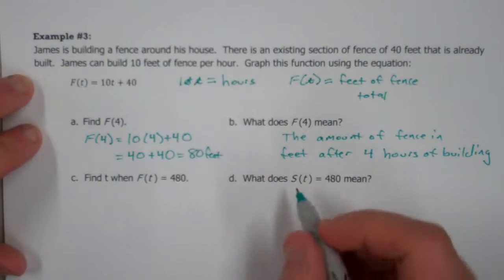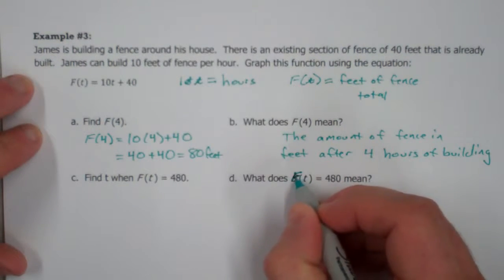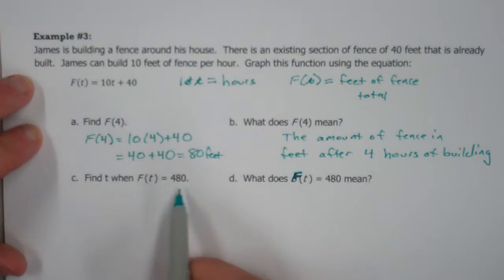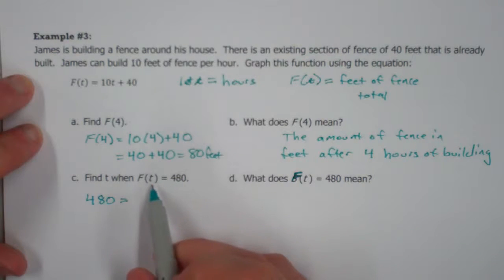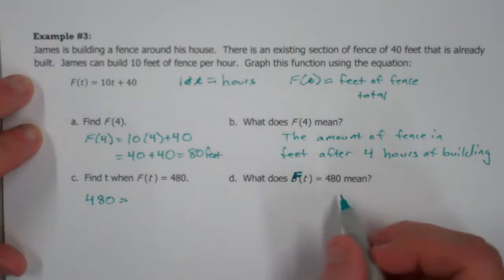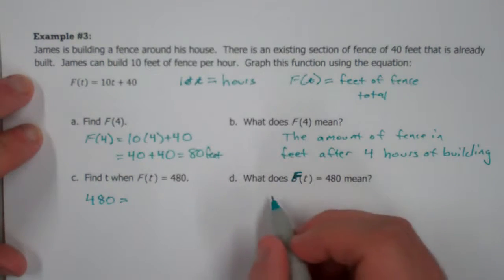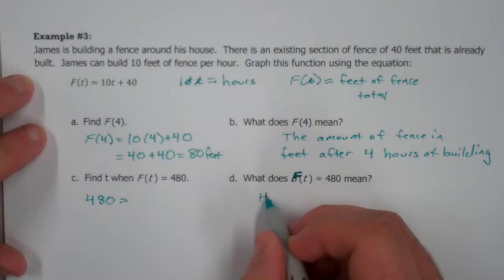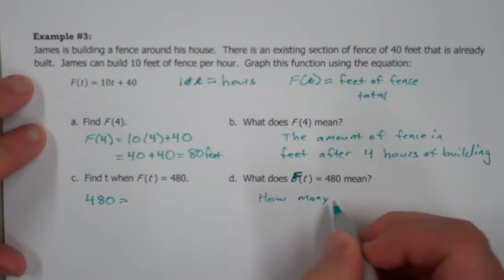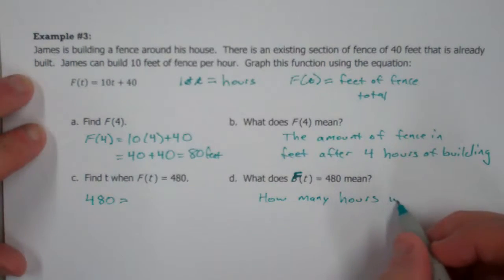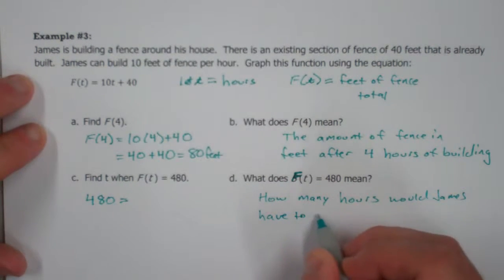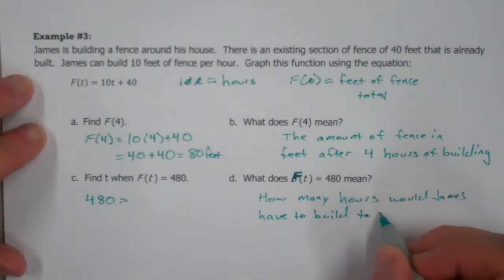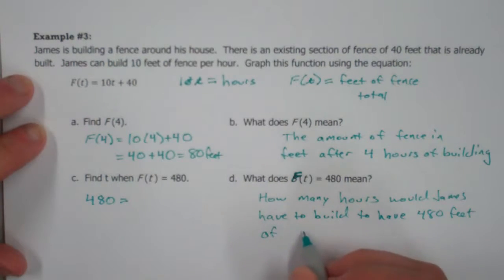Find t when f at t is 480. So now we have, and this should be an f over here. I'm seeing that right now. I want you to change that. So now we have the output is 480 feet. And we want to know how many hours it takes. So actually we could write that here. What does f at t equal 480? It means how many hours would James have to build to have 480 feet of fence?